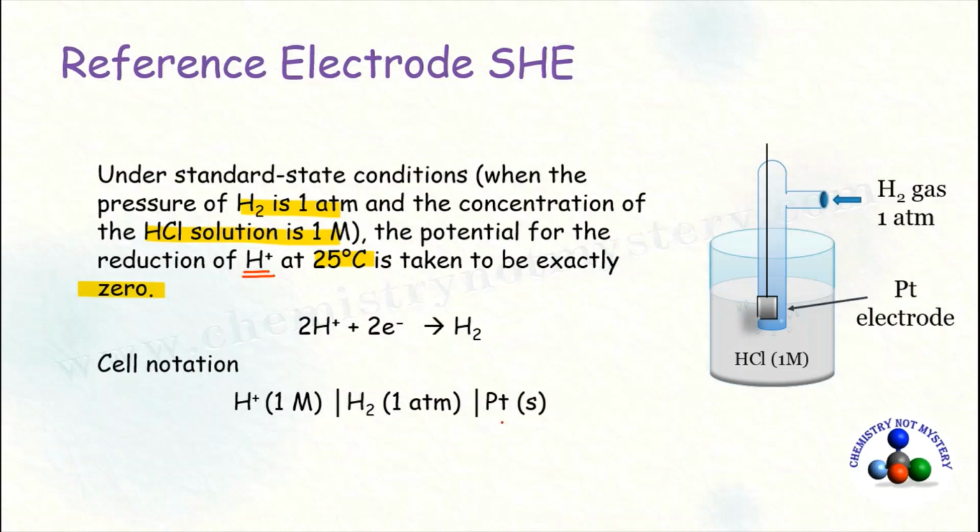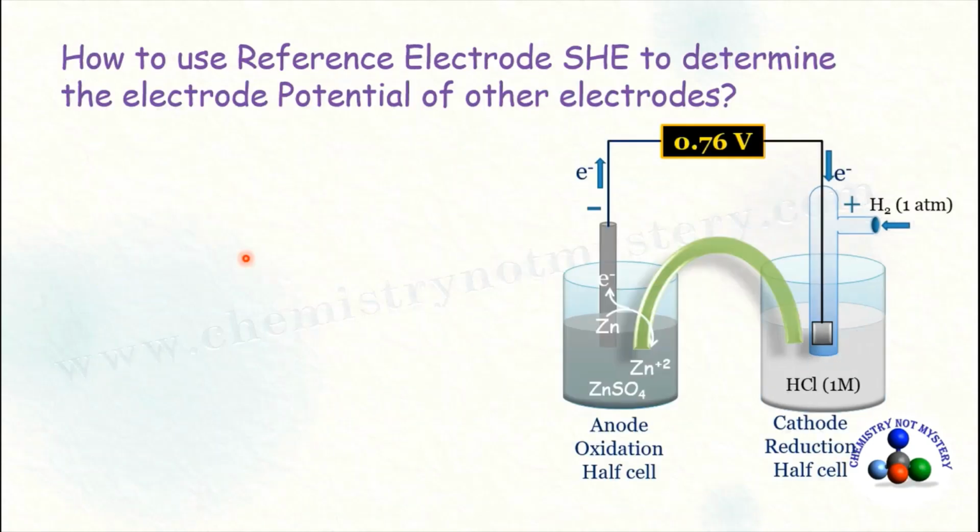Now here the platinum electrode is used and it is in solid state. So again there is a phase difference between hydrogen gas and the platinum electrode. So again place a vertical line between them. So this is the complete cell notation for SHE.